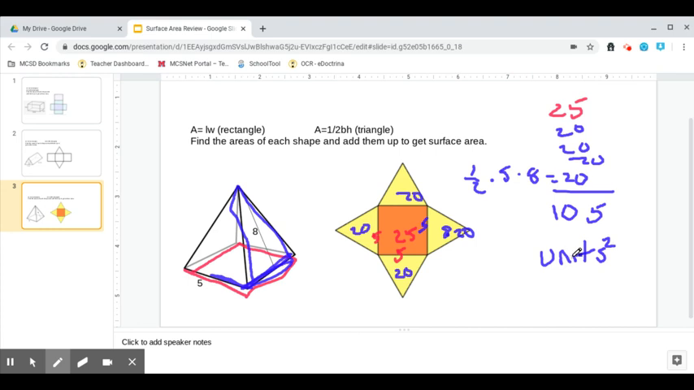So just break all these things down into their proper shapes. 1/2 base times height for the triangle, length times width for the rectangle. Find the areas, then add them up. And if you have any questions, email me or Miss Lib, and we will be happy to help you out.